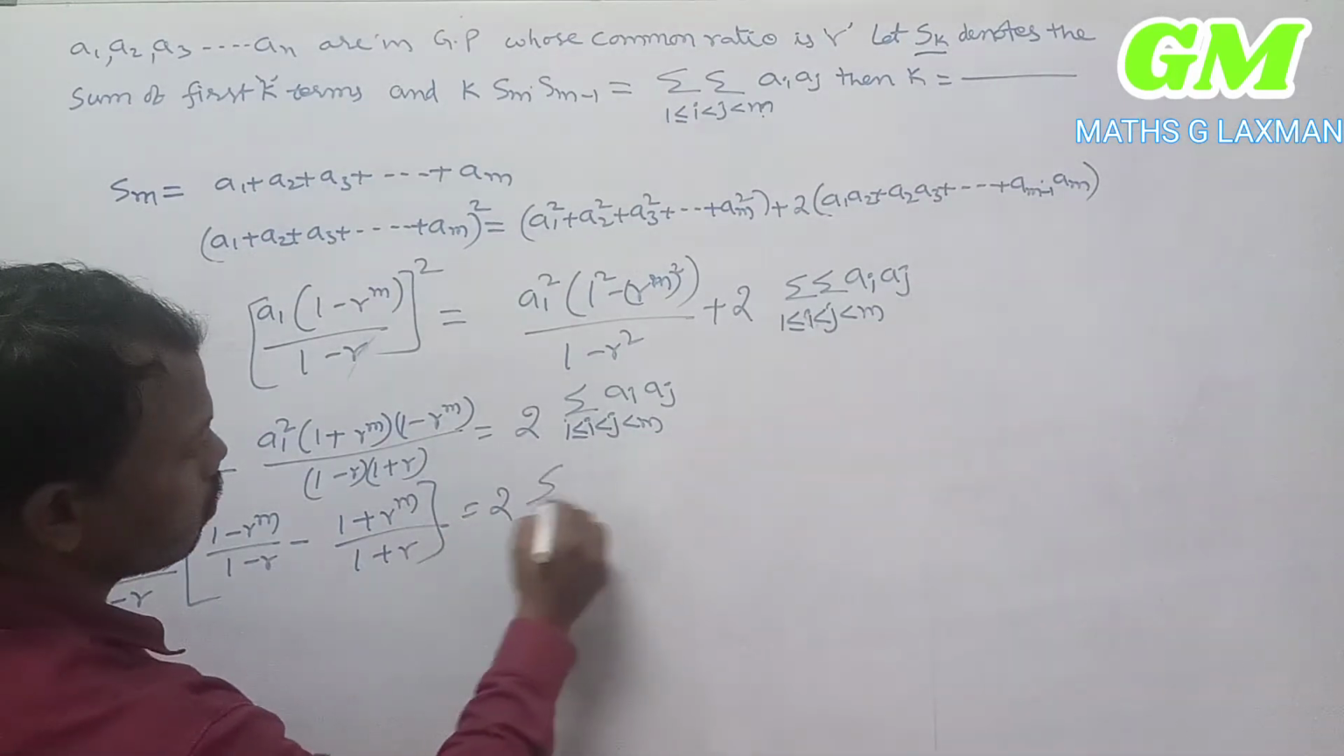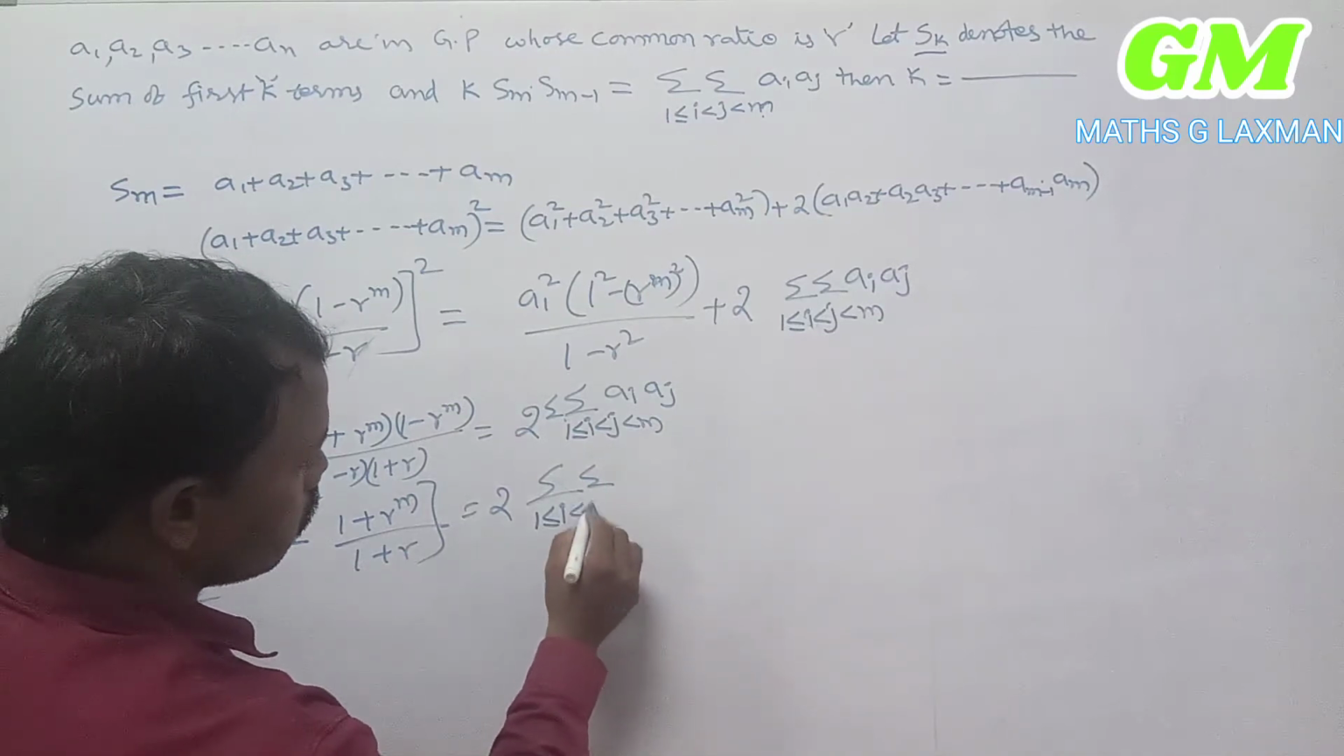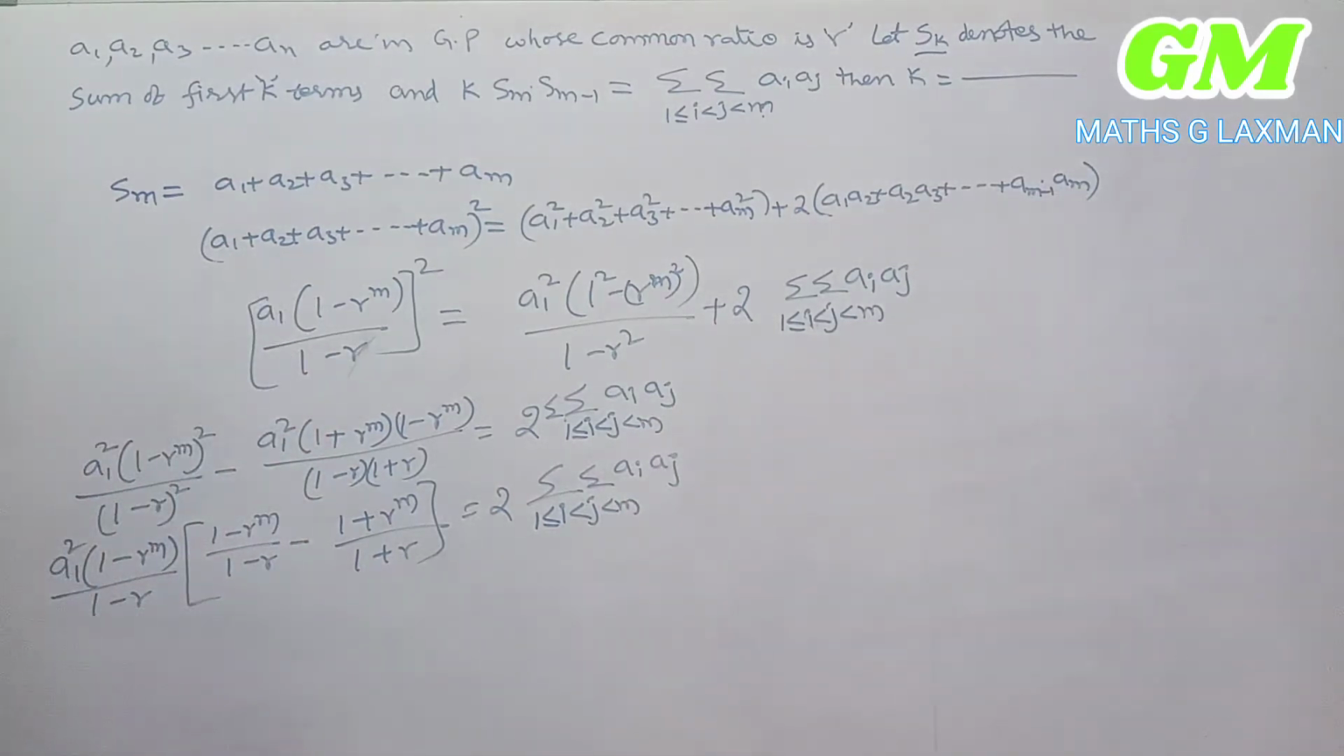So the right side is the same, the summation of 1 ≤ i < j < m, a_i and a_j. Okay, so now simplify this one. a1 square (1 minus r^m) divided by (1 minus r). So this we can write directly as a1 into a1 (1 minus r^m) by (1 minus r).